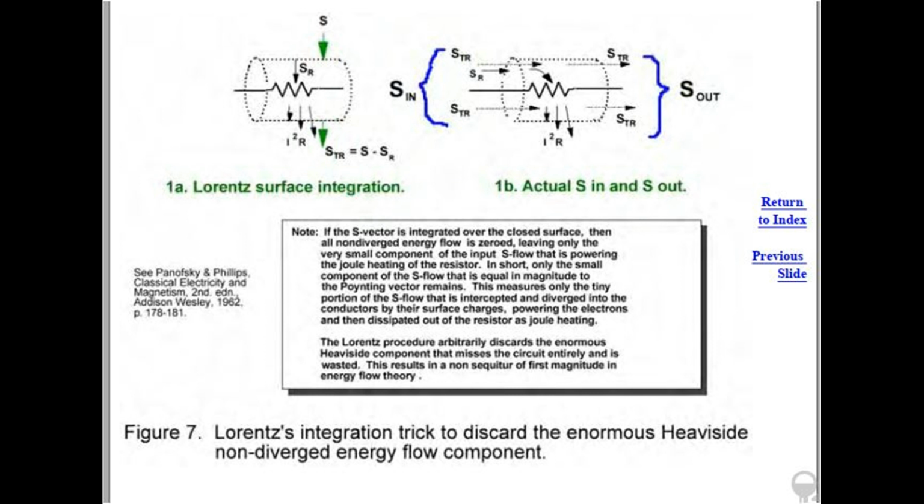In short, only the small component of the S-flow that is intercepted and diverged into the conductors by their surface charges, powering the electrons, is then dissipated out of the resistor as Joule heating. The Lorentz procedure arbitrarily discards the enormous Heaviside component that misses the circuit entirely and is wasted. This results in a non sequitur of first magnitude in energy flow theory.